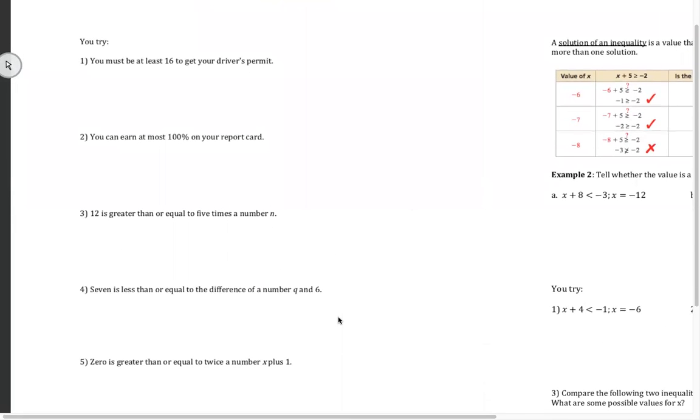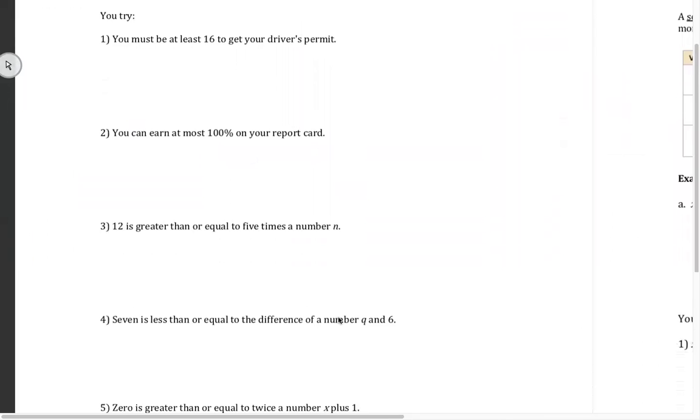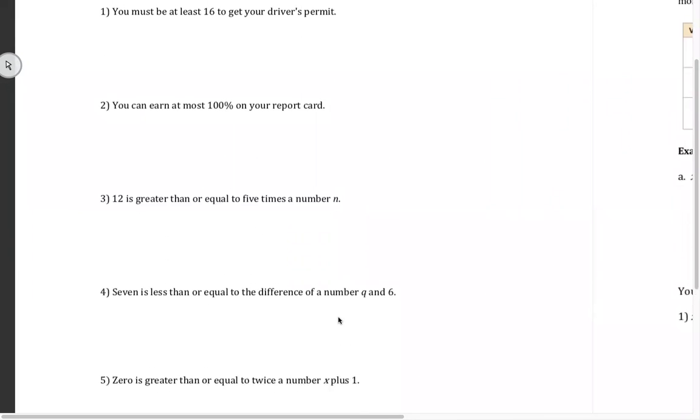All right, you guys try them. We got 5 right here. Go ahead and try to fill those out. Do we just do the sign, or do you have to do the whole equation?